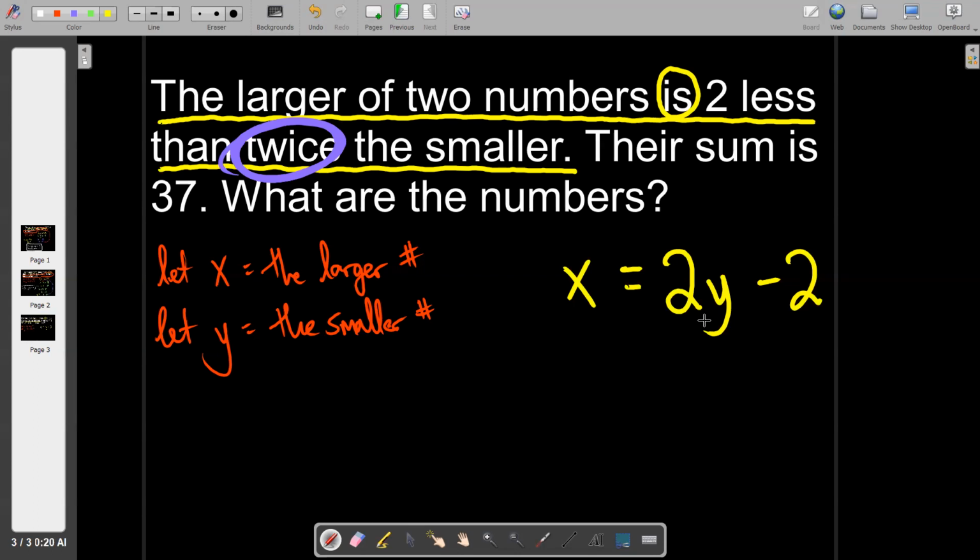All right, so that's the hard one, if you want to call it that. I don't think that was very hard, right? Now the cream puff is this one. Ooh, we've seen this before. Their sum is 37. What's that? X plus Y equals 37.